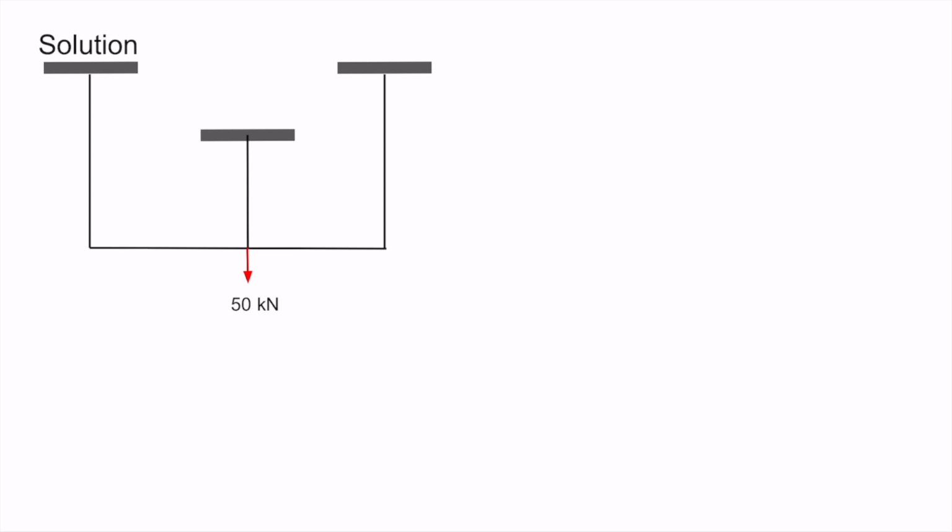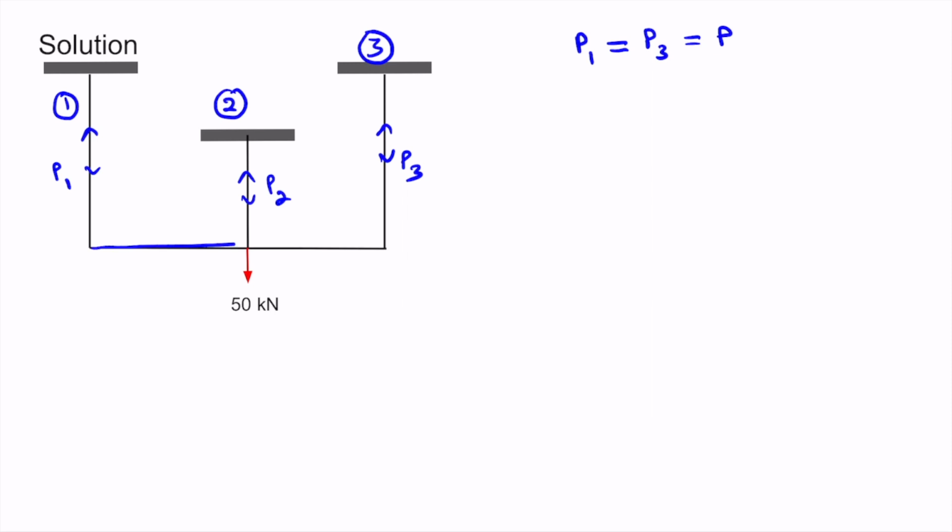Starting with, let's consider this as rod 1, this as rod 2 and this as rod 3. Consider the force in rod 1 as P1, this force as P2 and this as P3. Since rods 1 and 3 are similar in geometry as well as in material properties, they'll carry the same force. So P1 equal to P3, let's call it P. Moreover, since this is a rigid rod, it will remain straight. So the displacement of rod 1 will be equal to displacement of rod 2 will be equal to displacement of rod 3.